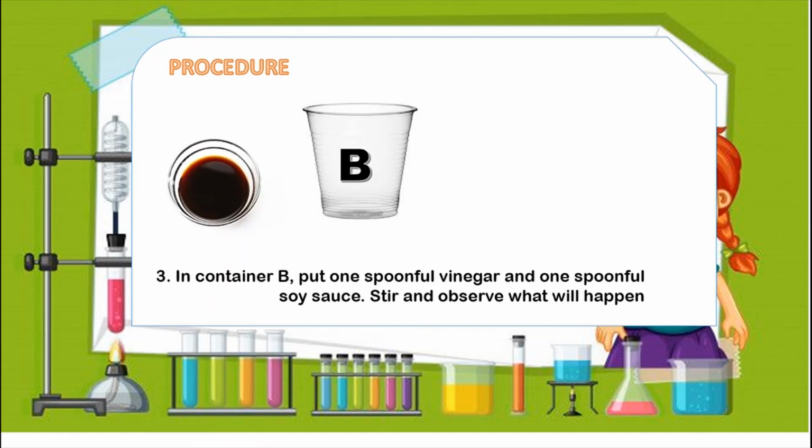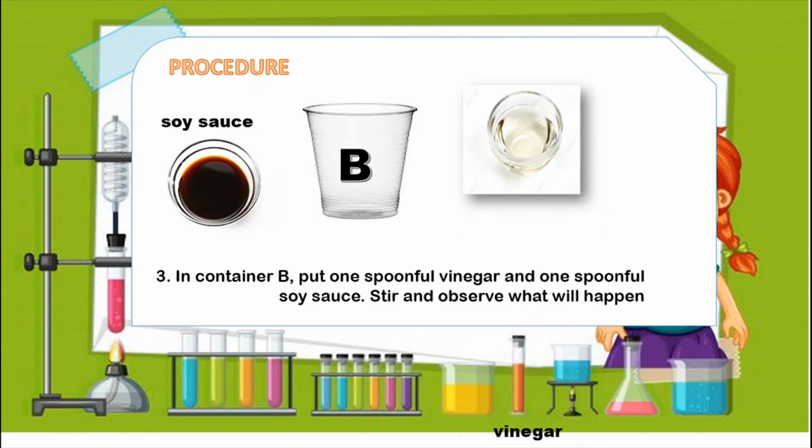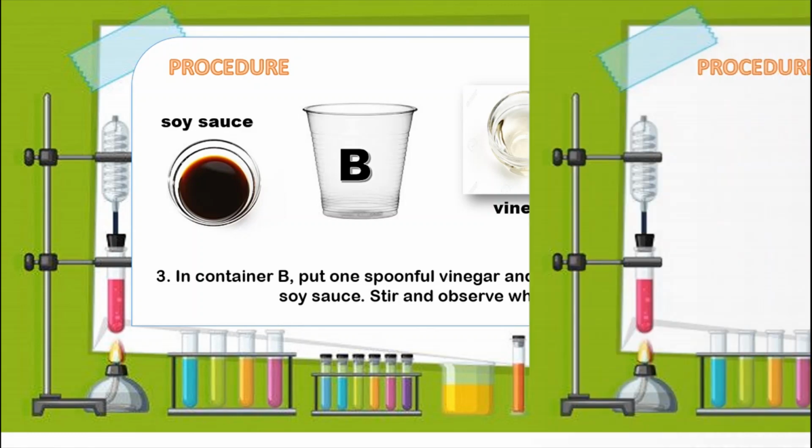So, ibutang ninyo dira sa container B ang isa ka kutsara nga soy sauce o isa pa pud ka kutsara nga vinegar. Then, isulod niyo diri sa container or sa transparent na cup. Dayon, haluon ninyo silang duha. Ihalo ninyo. Dayon, observe what will happen. Then, set aside kay balikan nato siya unya.